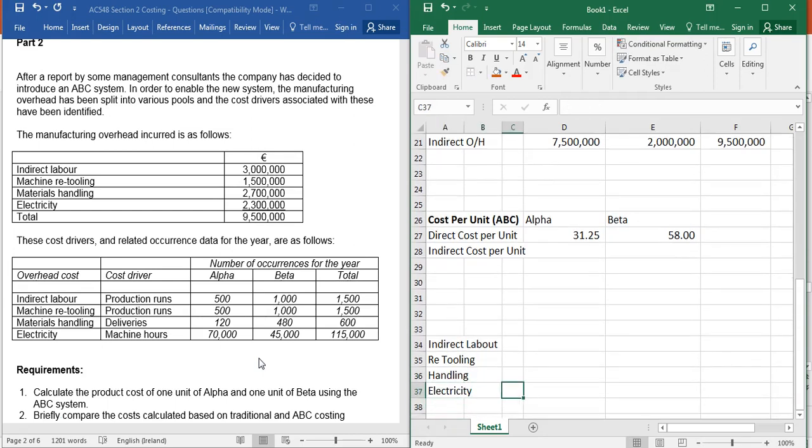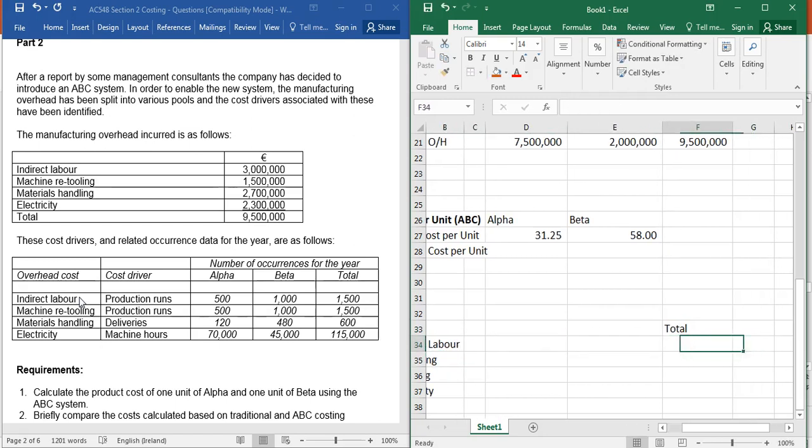And you're told in the question which cost drivers you should use. So we're saying the best approximate driver of indirect labour cost is production runs. The logic being the more production runs you have, the more indirect labour you're going to have. And what they say is the total of that, of indirect labour, so this should be an R, is 3 million.